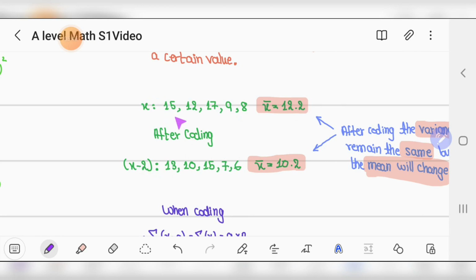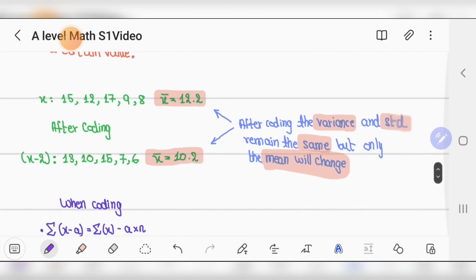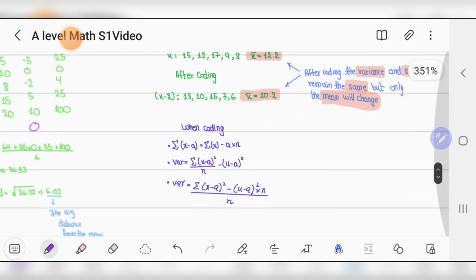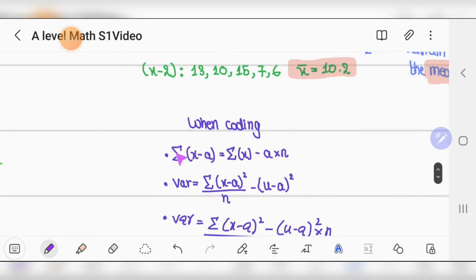And this is before coding, and before coding you get the mean. After coding you get the mean, and the means are different. But the variance and standard deviation will remain the same. After coding, the variance and standard deviation will remain the same, but only the mean will change. So that's the thing. And for coding we can use this formula, this one or this one.